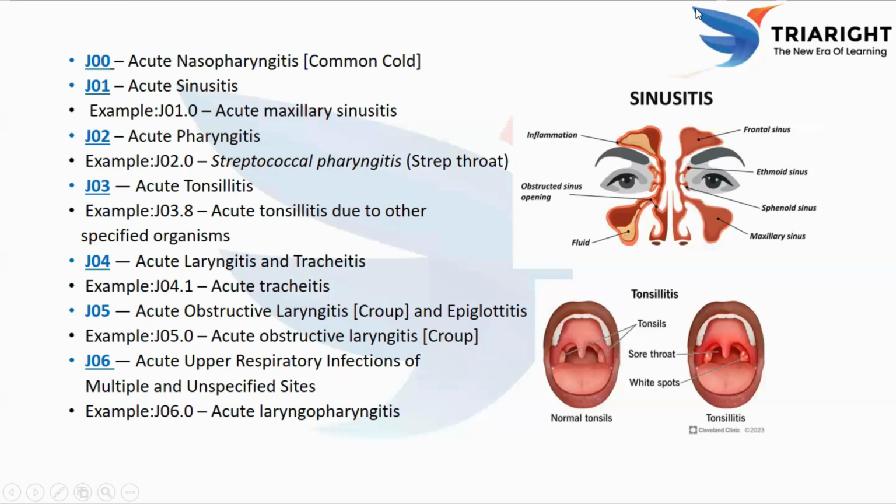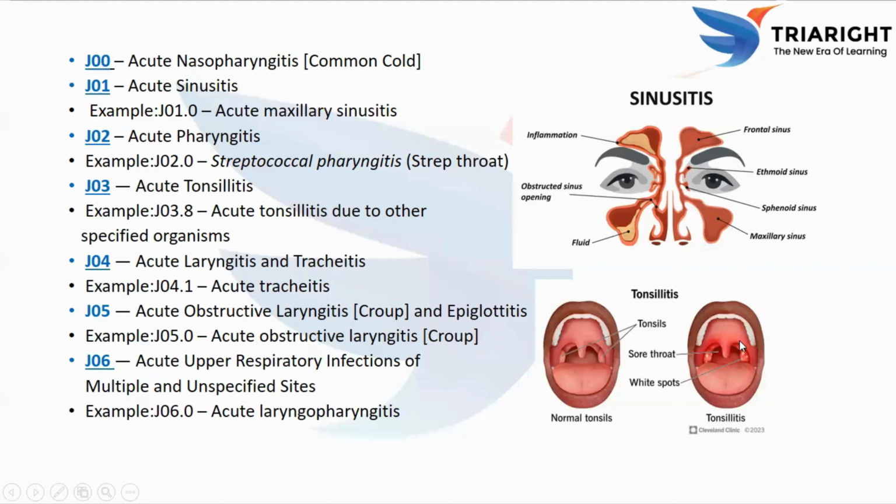These are the types of sinuses: frontal, ethmoid, sphenoid, and maxillary. Frontal sinus is above the eyes in the forehead area. Ethmoid is between the eyes. Sphenoid is deep behind the nose, and maxillary is below the eyes in the cheekbone area.